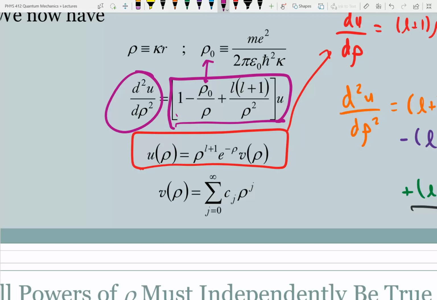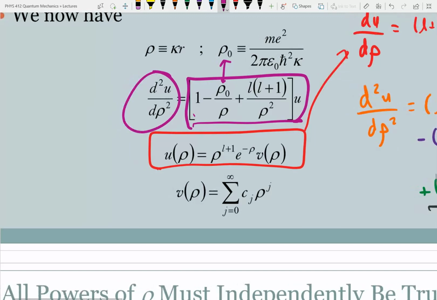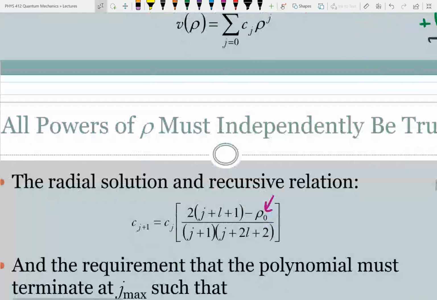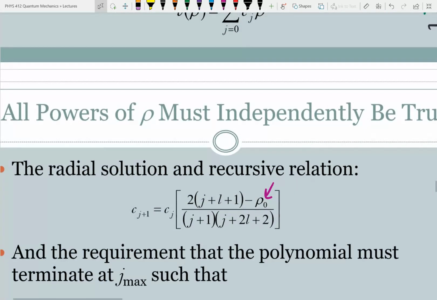I'm looking at the time now. We have 3 minutes left. The next step was to take this second derivative that we've done and set it equal to (1 minus rho_0 over rho plus L times (L plus 1) over rho squared) times U. And so that gives you the equation, and I'm just not going to show that work because it's a little too long.